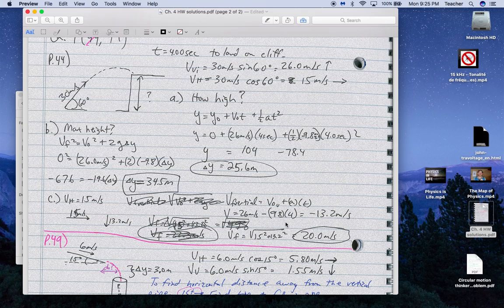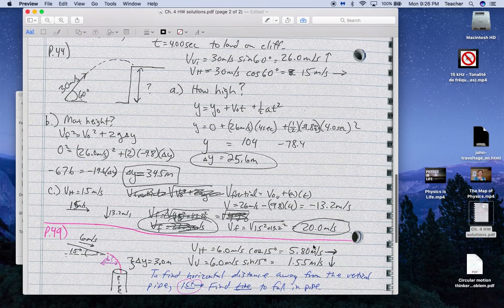the final vertical velocity is actually going to be downward at 13.2 meters per second. I can use VF equals V0 plus A times T. Again, only thinking of vertical information. It was shot up at 26 meters per second, but gravity is pulling it down at 9.8 for 4 seconds. So the final vertical velocity is down 13.2. So again, think of this as basically being a Pythagorean theorem here. 15 horizontal, 13.2 down vertical gives me a resultant speed of 20 meters per second.